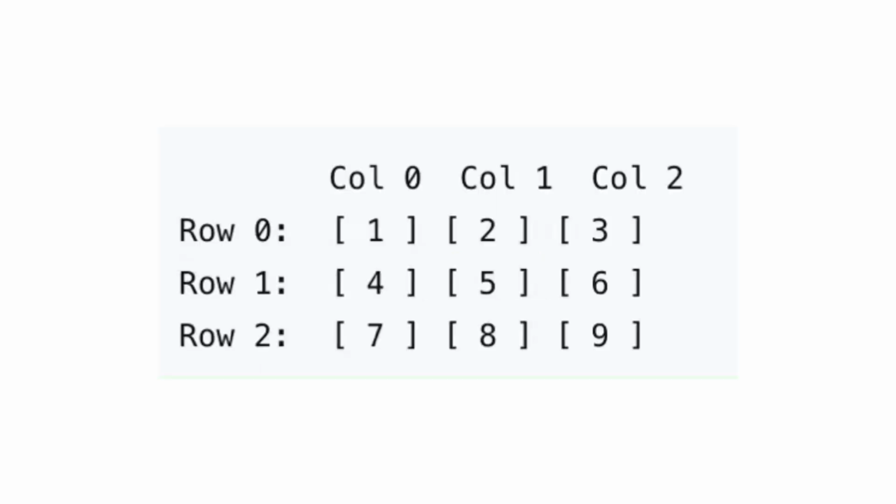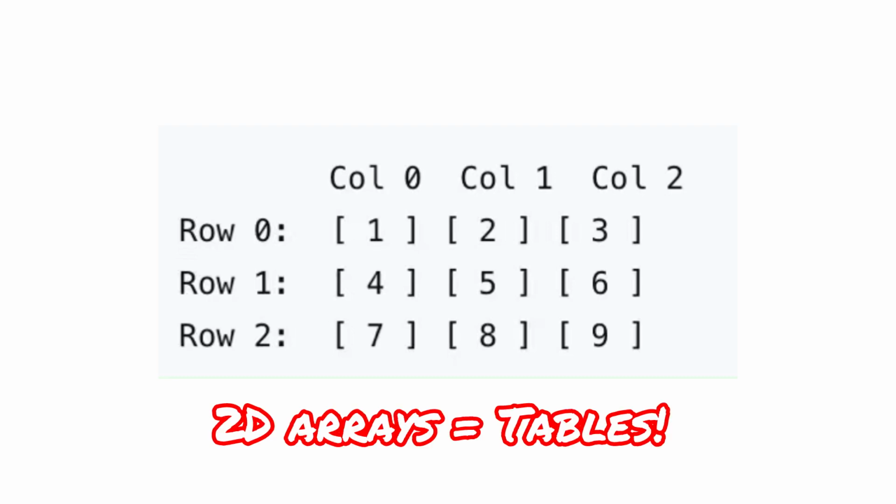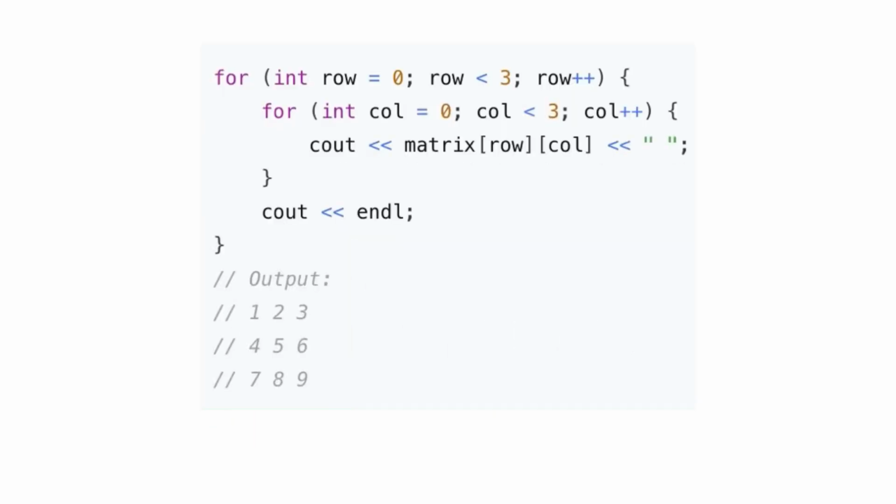Finally, let's talk about multi-dimensional arrays. A two-dimensional array is like a table with rows and columns. It's actually an array of arrays. To process a 2D array, use nested for loops.